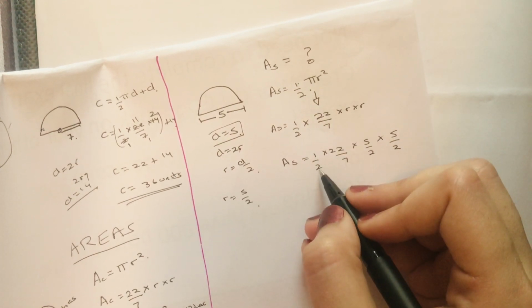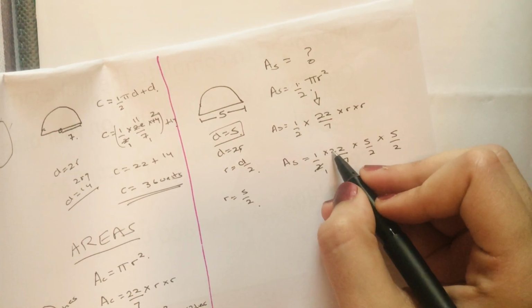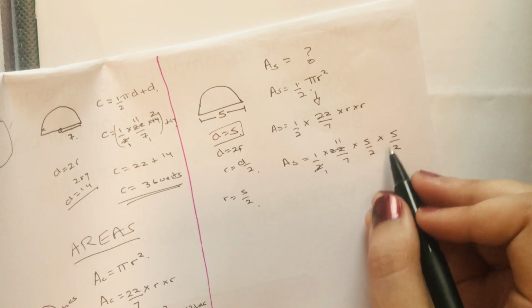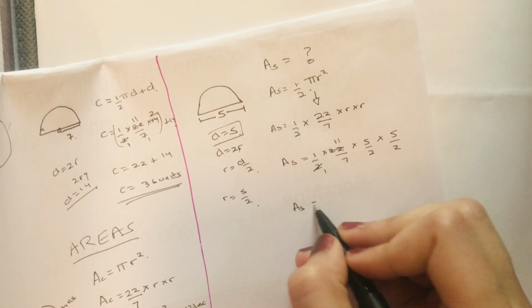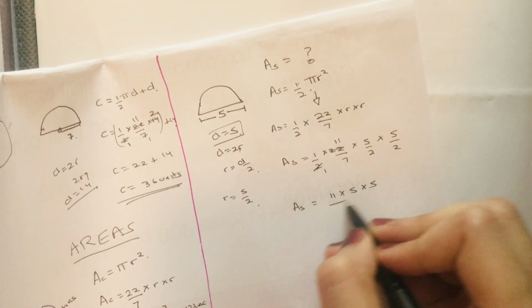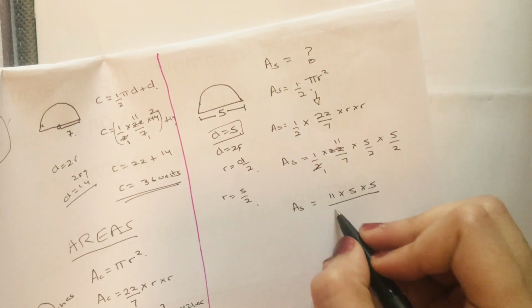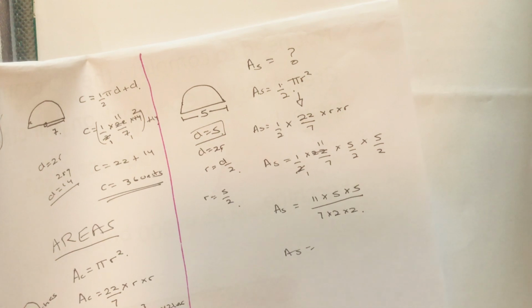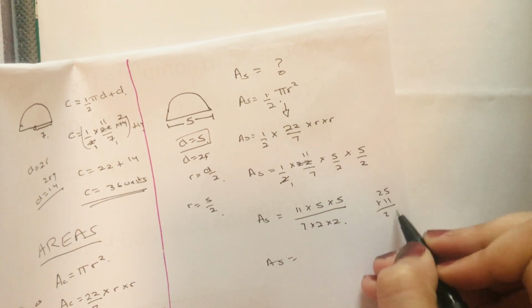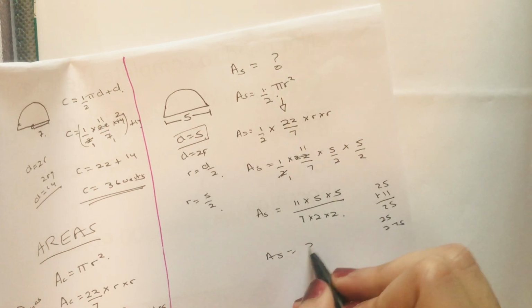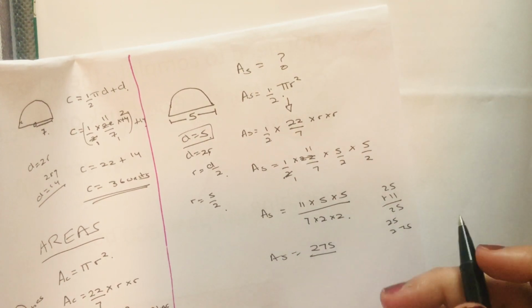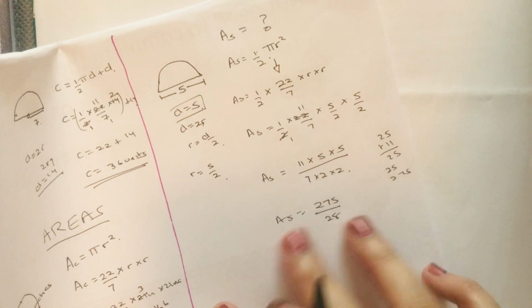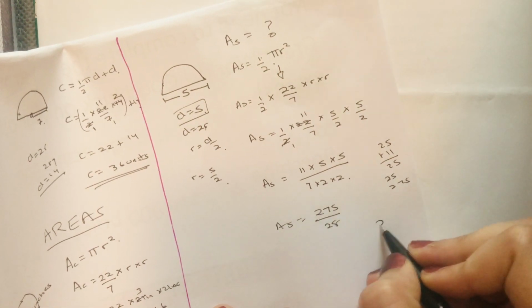So you just simplify. 2 divided by 2 is 1, 22 divided by 2 is 11. So now you have 11 times 5 times 5. Let's write it down like this: 11 times 5 times 5 divided by 7 times 2 times 2. So 5 times 5 is 25, 25 times 11 is 275. So on top you get 275, and in the denominator, 2 times 2 is 4, 4 times 7 is 28. So this is what you get. To simplify further, just divide 275 by 28.